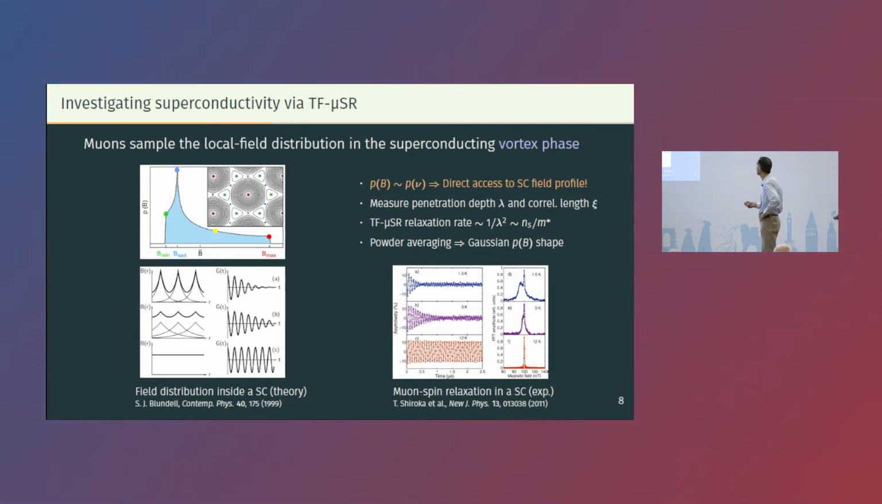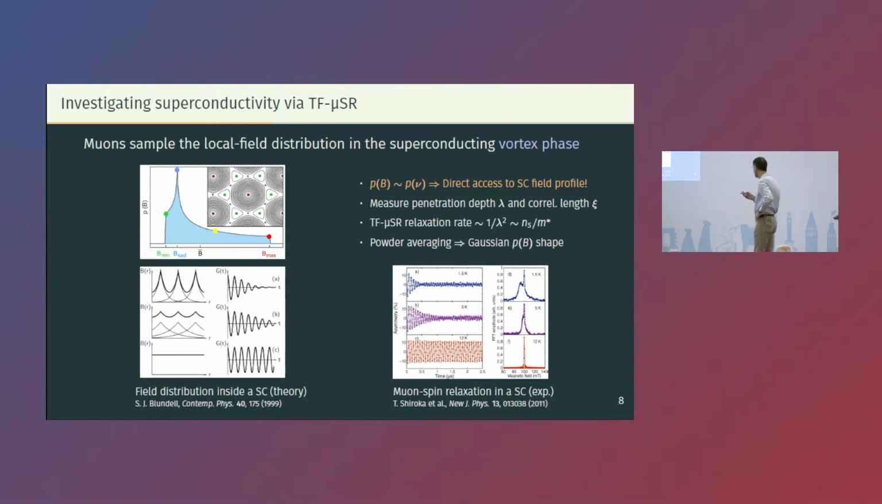By doing the FFT of the signal, we get P of B. So just compare this figure here with this figure here. They are the same, basically. So just by measuring this, we know that this material behaves as what we expect it to be, a flux line lattice of vortices.